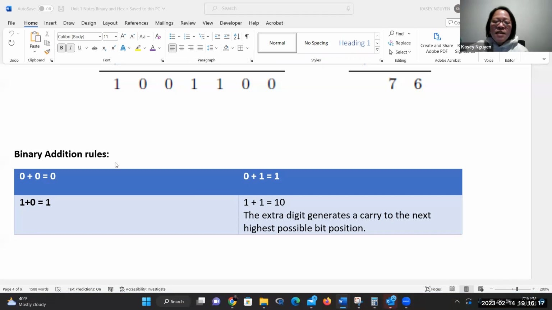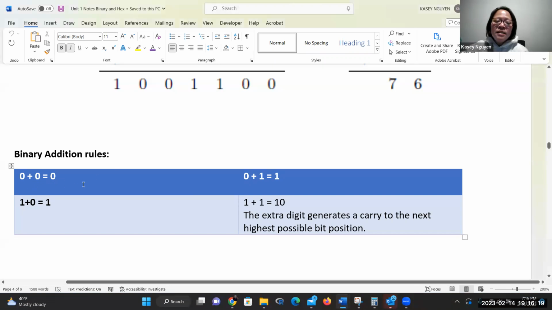In binary, when you have a 0 plus a 0, you have a 0. When you have a 0 plus a 1, you have a 1. A 1 plus a 0, you also have a 1. And a 1 plus a 1, it's a 0 with the carry 1. It's going to carry to the left side.